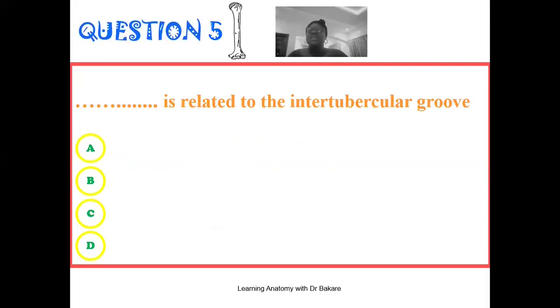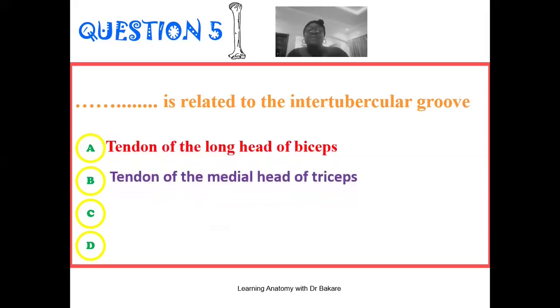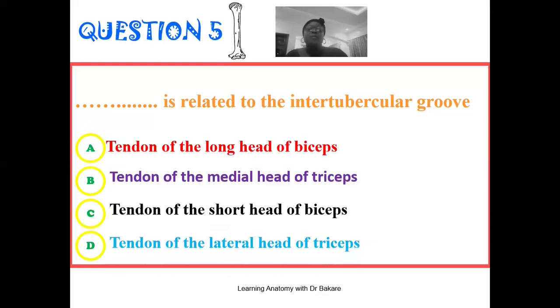The fifth question here reads that dash is related to the intertubercular groove. This is the intertubercular groove that is seen between the lesser and the greater tubercle of the humerus. And the options here read the tendon of the long head of the biceps brachii, or is it the tendon of the medial head of the triceps brachii, or is it the tendon of the short head of the biceps brachii, or is it the tendon of the lateral head of the triceps brachii?